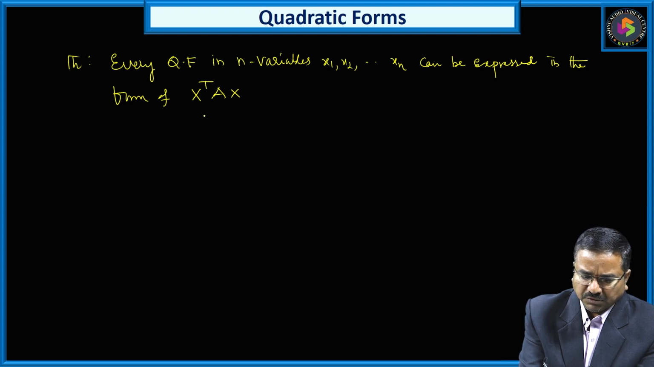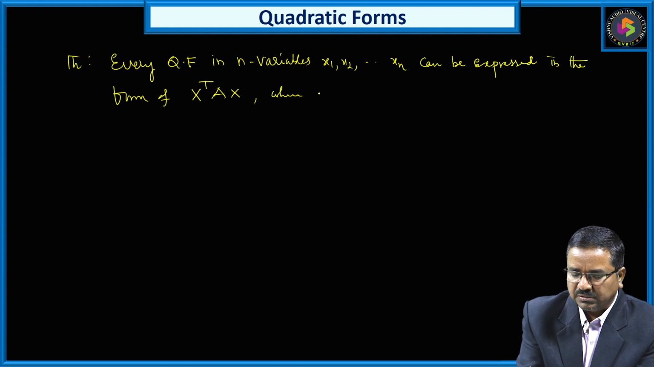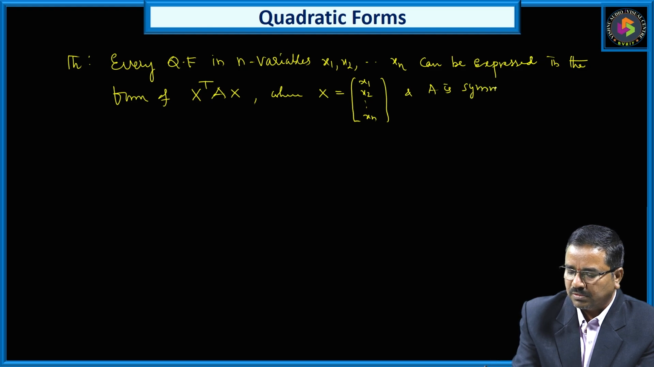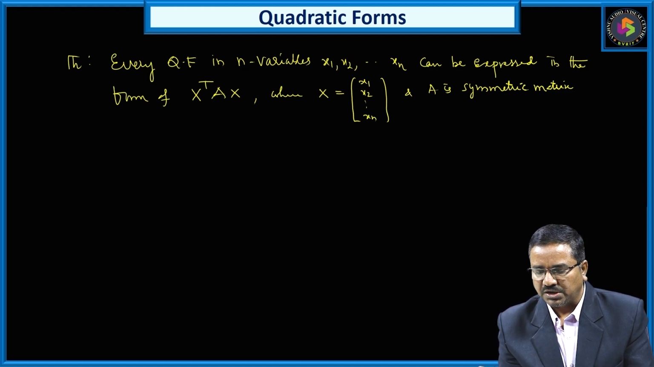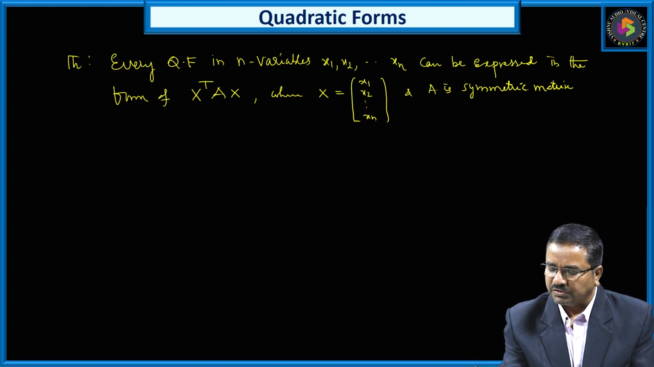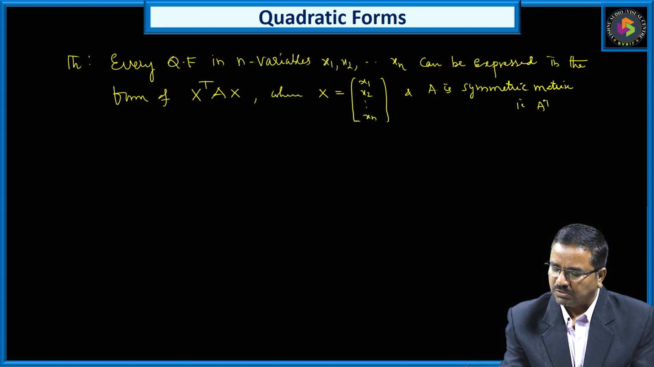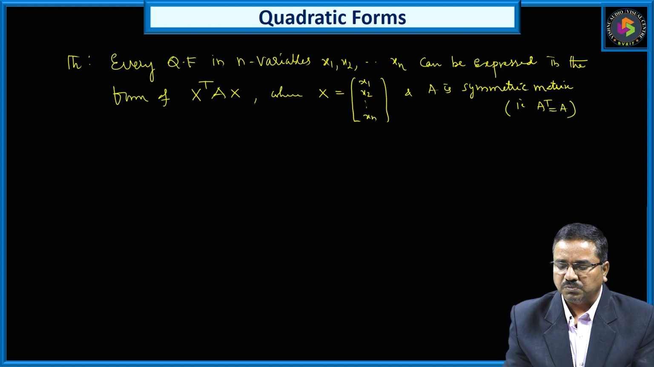This is a matrix form, x transpose A x, where x is the column matrix of x1, x2, ..., xn, and compulsorily A is a symmetric matrix. So whenever you express a quadratic form in matrix form, whatever matrix you get will definitely be a symmetric matrix. What is symmetric? A transpose is equal to A.